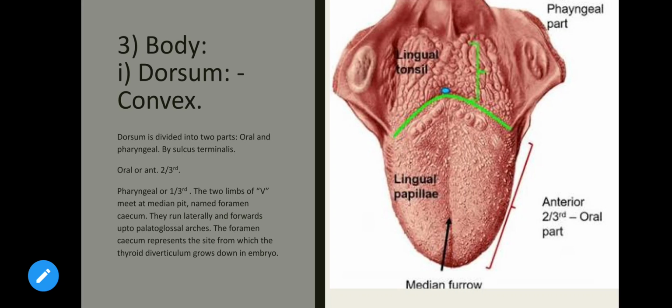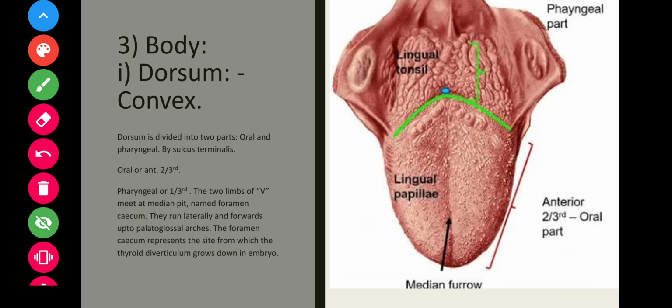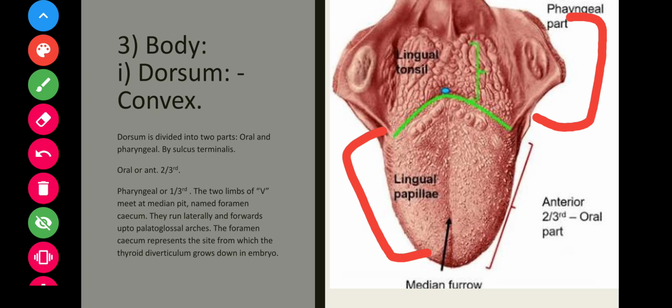Coming to body, covering the first part of the body, that is dorsum, it is obviously convex. It is divided into two parts, that is oral part and the pharyngeal part. So as you can see, this is the oral part and this is the pharyngeal part. The oral is anterior 2/3 part and the pharyngeal part is posterior 1/3. So the two limbs of the V for the pharyngeal part, they meet at a median pit that is known as foramen cecum.